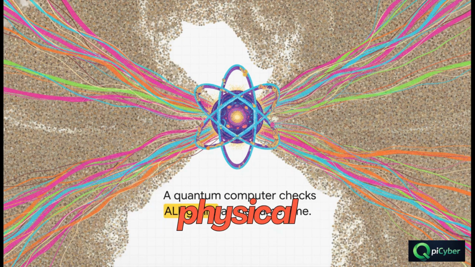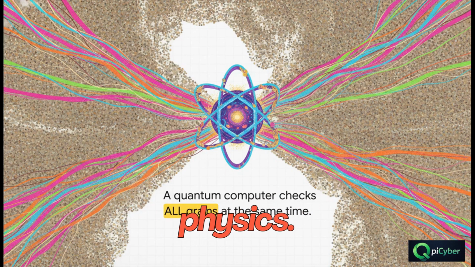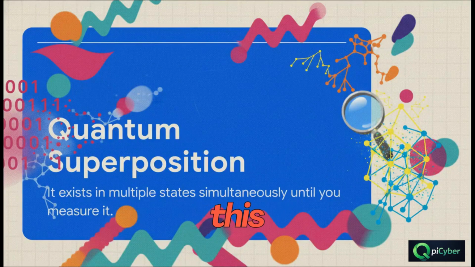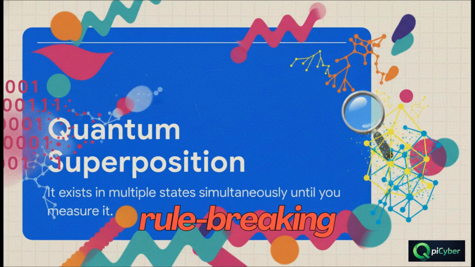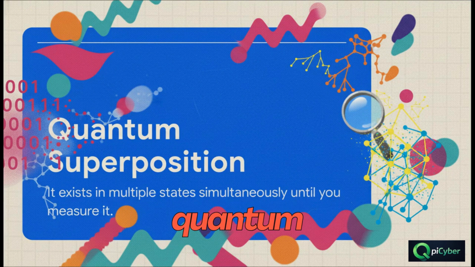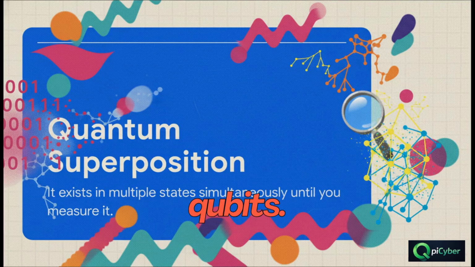But to understand how a physical machine is actually capable of achieving this level of simultaneous calculation, we need to peek under the hood at the underlying physics. The main engine driving this crazy capability is a rule-breaking scientific principle known as quantum superposition. Now, in classical computing, as we know, the foundational unit of data is a bit, which is strictly binary. It's either a 0 or 1. But quantum computing uses what we call qubits.